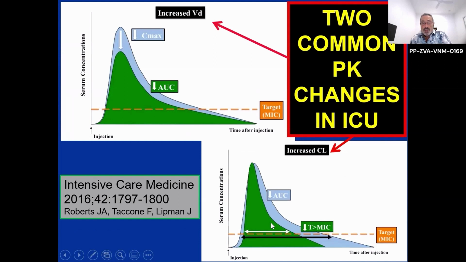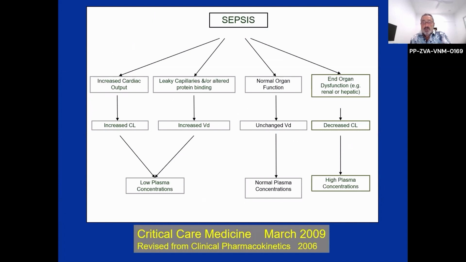The two commonest changes in pharmacokinetics in ICU are this increased volume of distribution because of that swelling that I showed you, and increased clearances. And many years ago, we showed this diagram where there's no question in ICU that some patients will have end organ dysfunction. And if you don't decrease your dose, you'll have high toxic levels. There'll be some patients that have normal function, and you have to give the standard doses.